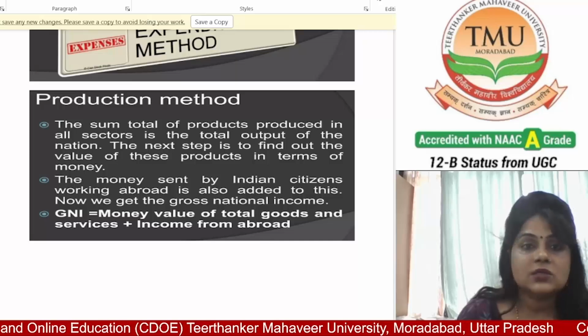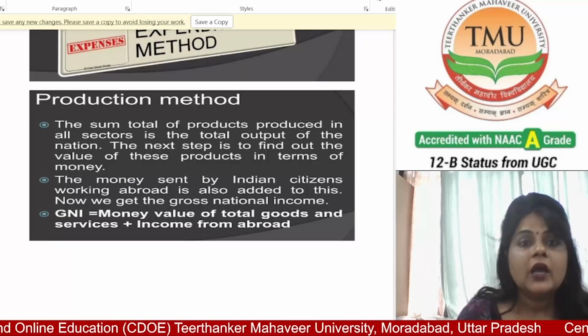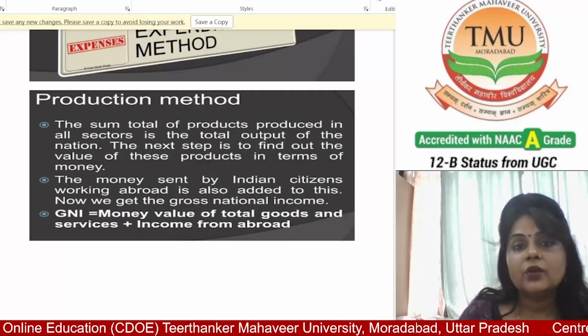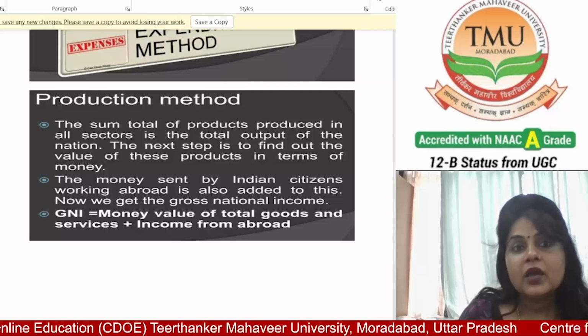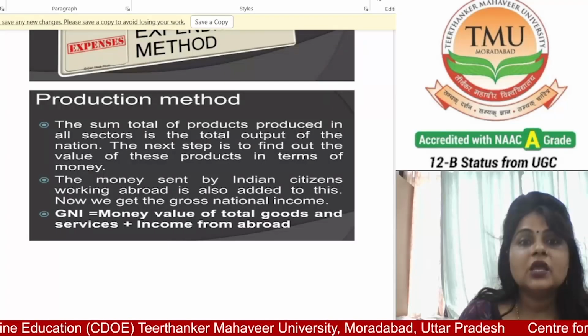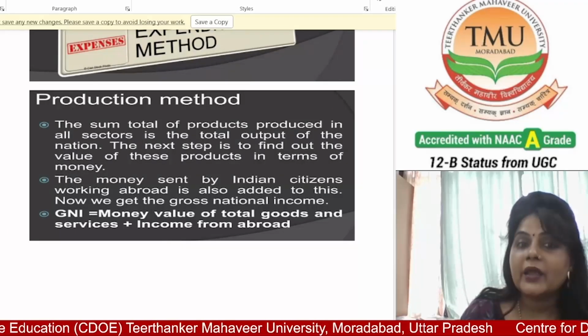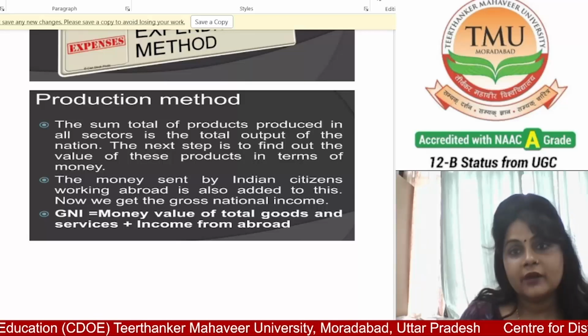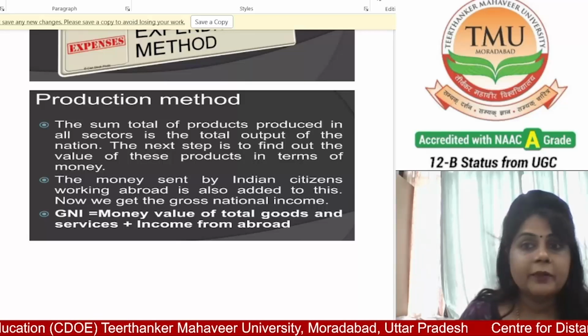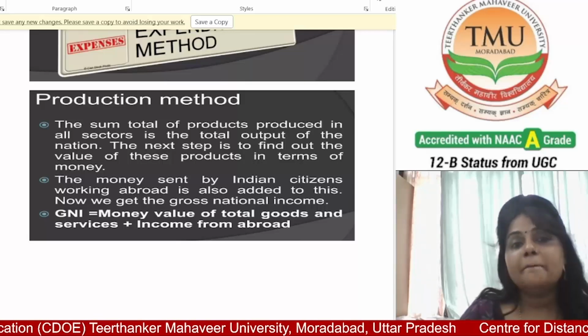200 for the miller. Flour is the final product, 500, and he has spent 200 on wheat as an intermediate good. Therefore, the value added at this stage is 300. So 500 minus 200 for the baker.